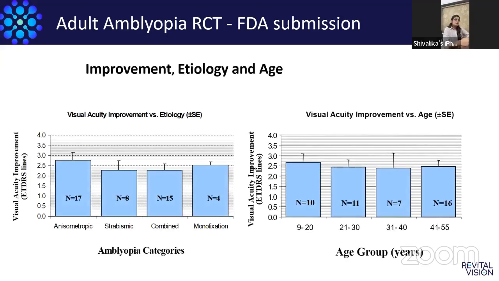They also saw the improvement based on the different types of amblyopia categories and different age groups. They saw that it works on all the types of amblyopes: isometropic, strabismic, combined and monofixation. There was a similar kind of trend noted for different types of amblyopia categories as well as different age groups.